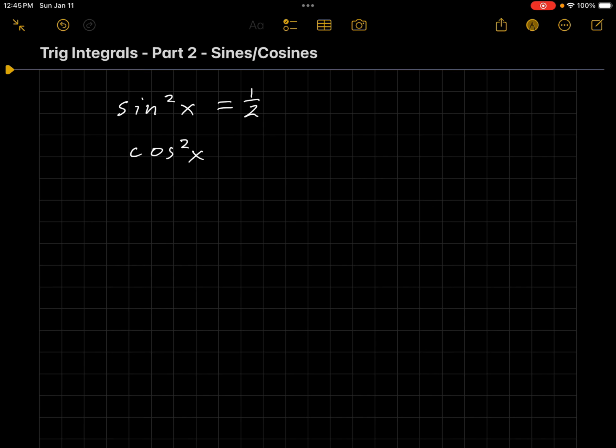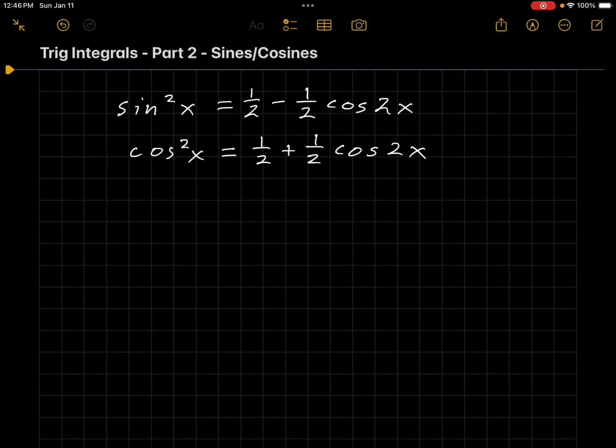That is, we can rewrite sine squared x as 1/2 minus 1/2 cosine of 2x. And we can rewrite cosine squared x as 1/2 plus 1/2 cosine 2x.